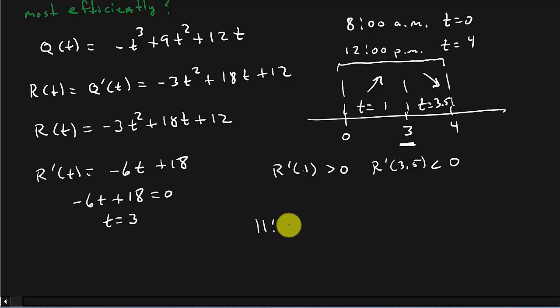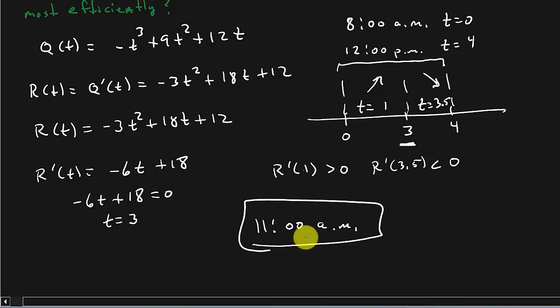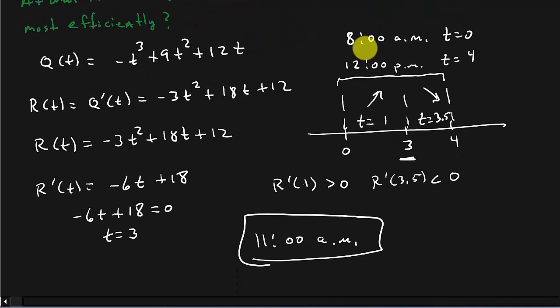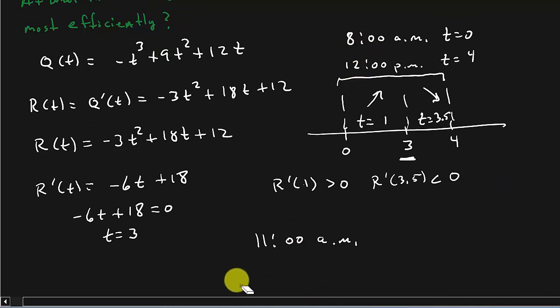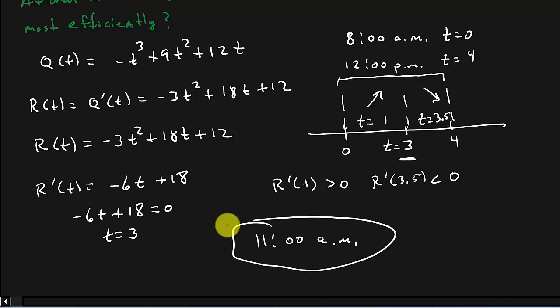So we're going to say 11 a.m. is when their rate is most efficient, because it starts at 8, and when t equals 3, it's 11 a.m. because that's 3 hours from 8 o'clock. And so there's your answer.